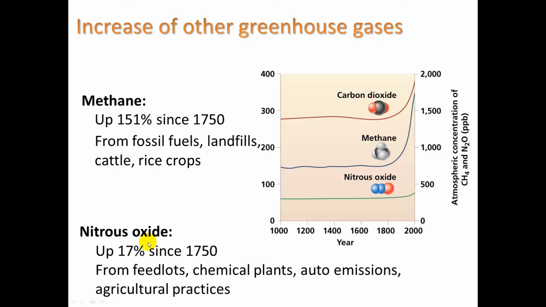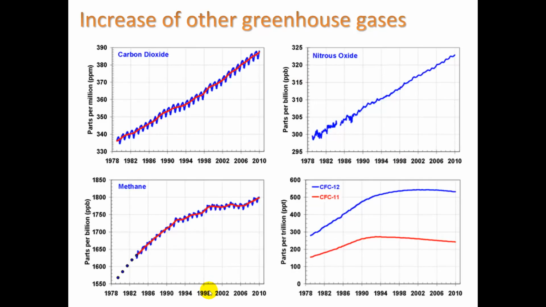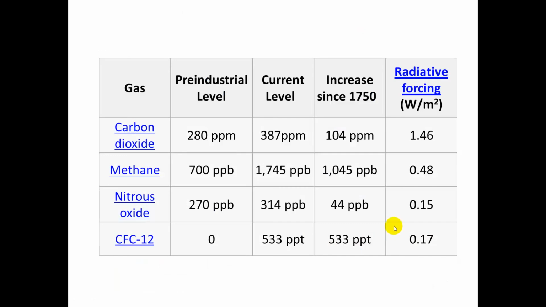Nitrous oxide, nitrogen is from feedlots, chemical plants, auto emissions, agricultural practices. Remember all those synthetic fertilizers being applied to the field. Some of that tweaks the nitrogen cycle, and we get more nitrous oxides in the air. We can see all these levels have increased except the CFCs. They went down because, as we saw Ronald Reagan signing the Montreal Protocol in his video, that reduced the production of CFCs. And so that effect is declining.